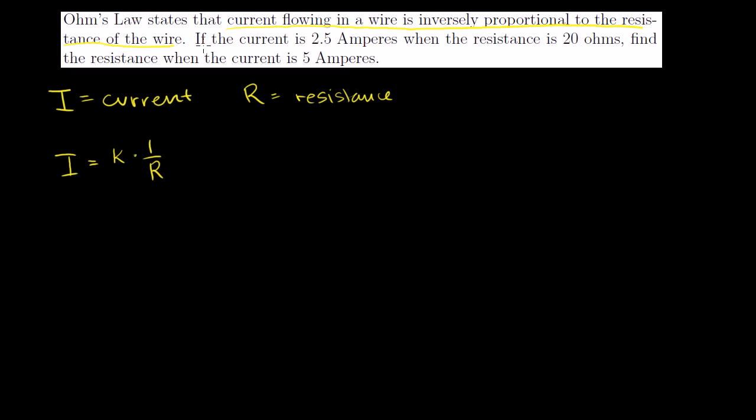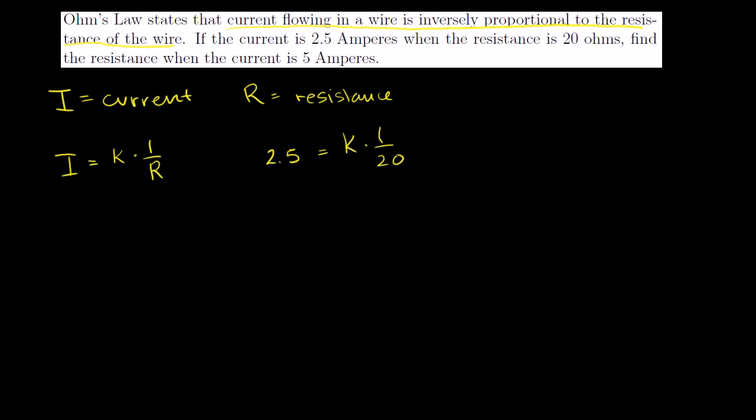If the current is 2.5 amperes when the resistance is 20 ohms, so the current is 2.5 when k is multiplied by 1 over a resistance of 20 ohms. 1 over 20 ohms. And I'm assuming because they're going to keep the units in amperes and ohms later on, we could write the units here if we wanted to, but I'll keep it simple and not write the units. They ask, find the resistance when the current is 5 amperes.